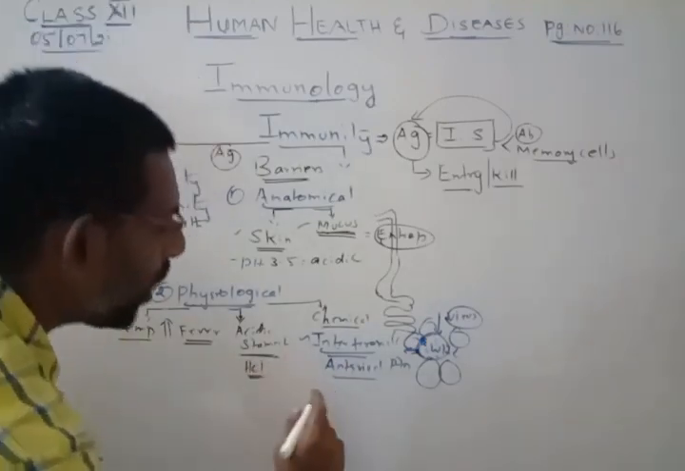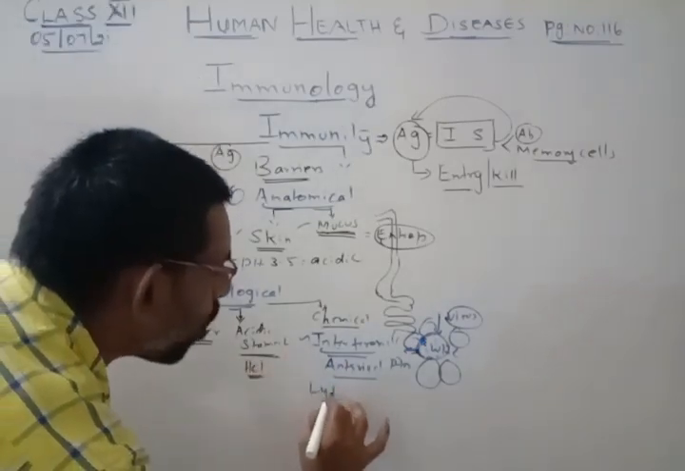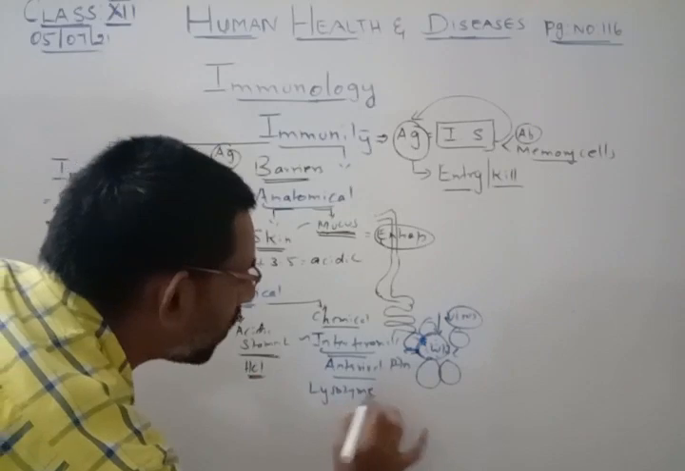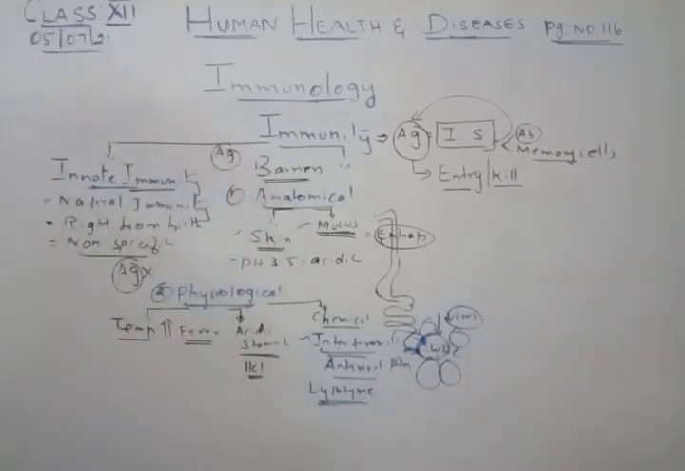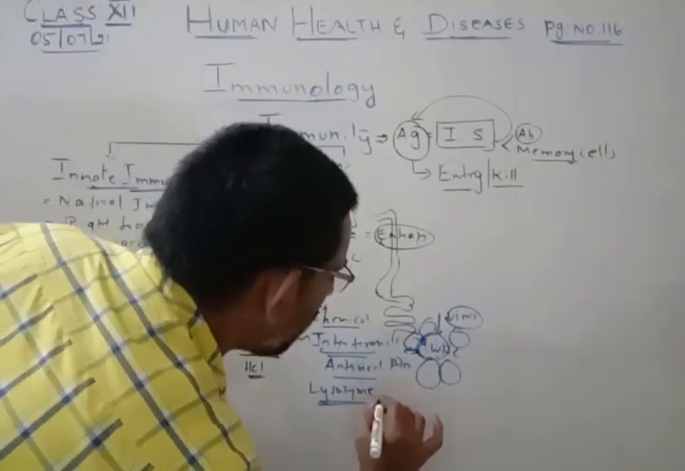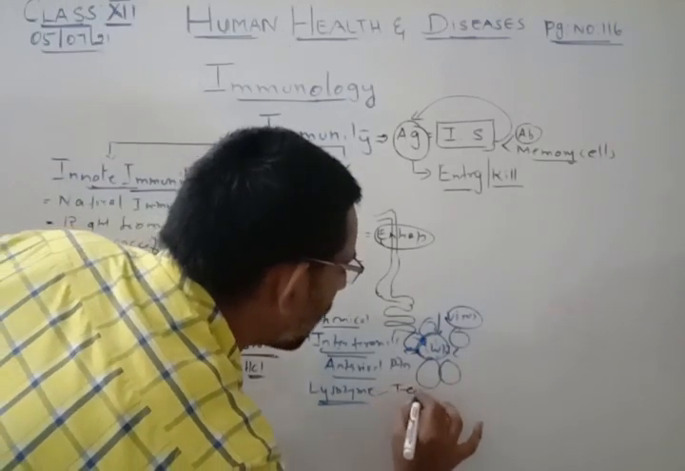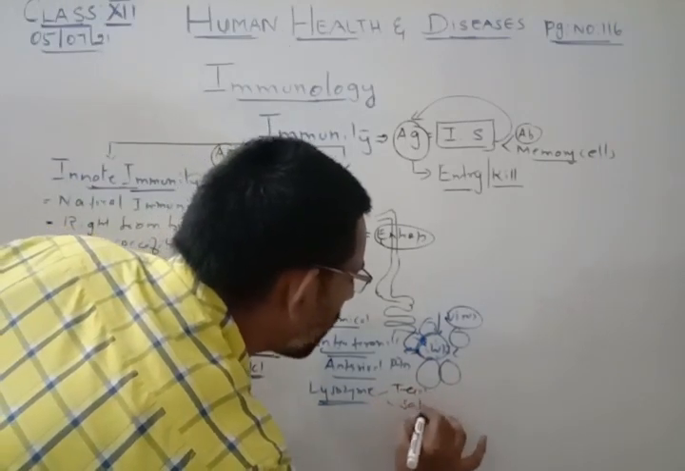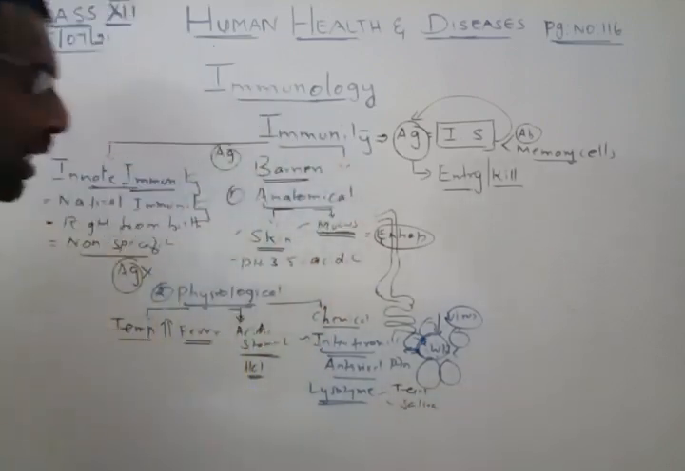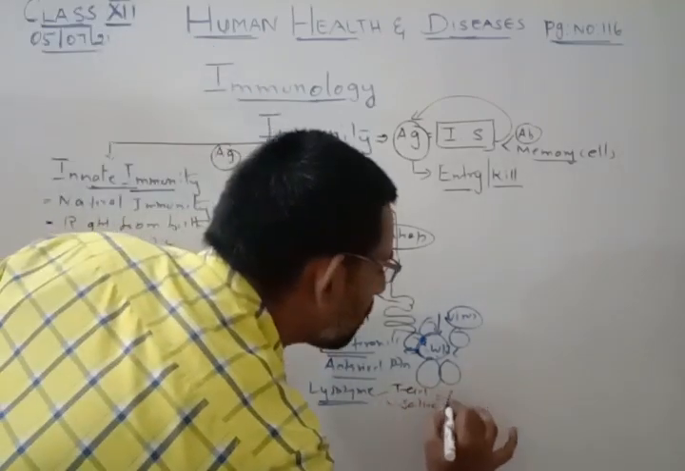Okay. The second one is called lysozyme enzyme. Lysozyme is another important enzyme. The lysozyme is present in two areas. One is in the tears, as well as in the saliva. This is called antibacterial.